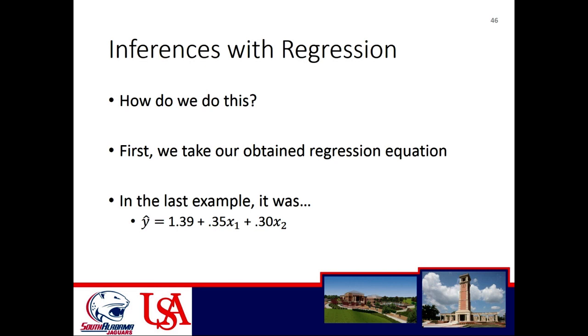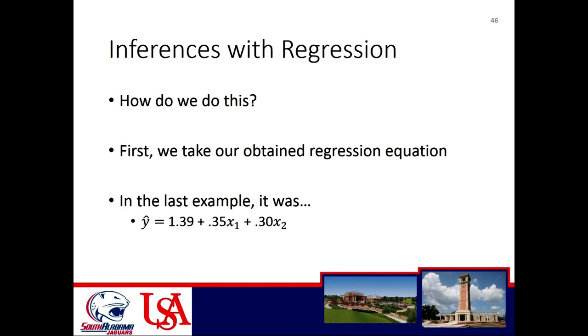So how do we do this? First we take our obtained regression equation, the results we got in Excel. If you're using a different statistical program, it gives you standardized and unstandardized betas. We'd be taking the unstandardized betas. These are the coefficients, as they're called in Excel, and we would take those and make the formula.